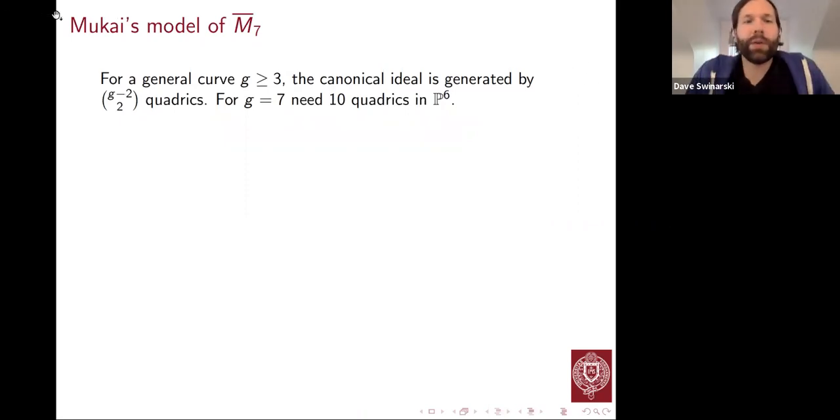So that was Giesecker's approach, which I'm taking as sort of the theme. And now what's Mukai's approach, which is really quite different? Well, let's start with the observation that the canonical ideal of a curve of genus g greater than or equal to 3 in general is generated by quadrics, by Petri's theorem. And specifically, if you're working in genus 7, you need 10 quadrics in P6.